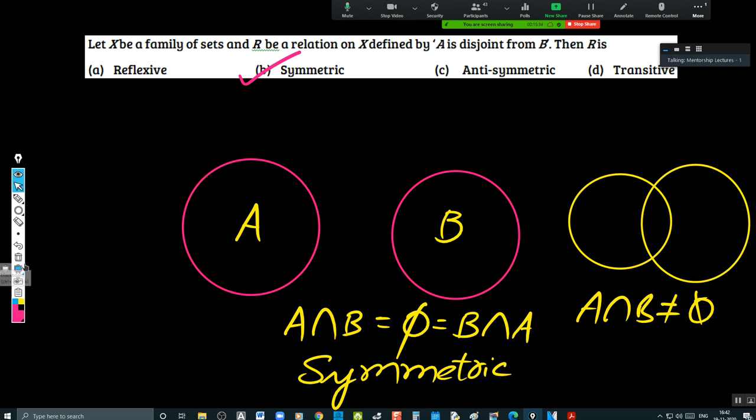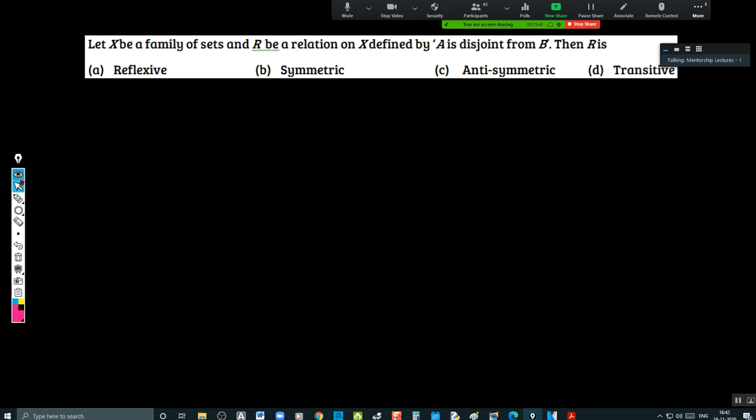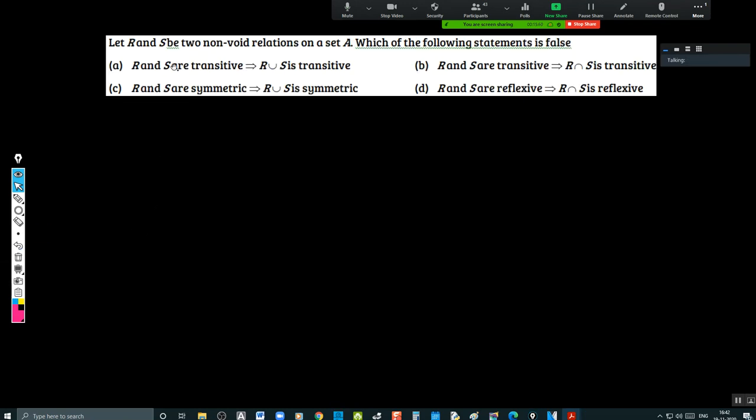Just for your better understanding, I have drawn the Venn diagram, and this is the notation we use. A intersection B is equal to phi, which can also be written as B intersection A. Next, R and S be two non-void relations on set A. Which of the following statements is false? You have to take false statements from this one.